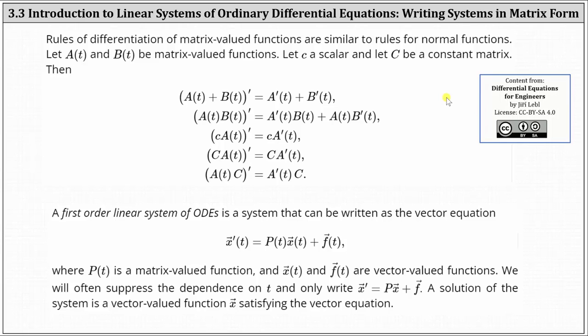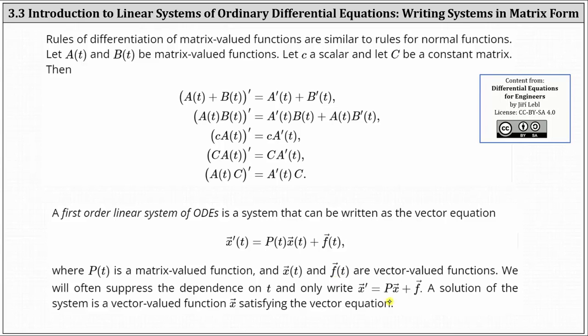And now let's talk about systems of ordinary differential equations. A first-order linear system of ordinary differential equations is a system that can be written as the vector equation shown below, where we have x prime of t equals P of t times x of t plus f of t. So again, if we can write it in this form, it is a first-order linear system of ordinary differential equations, where P of t is a matrix-valued function and x of t and f of t are vector-valued functions.